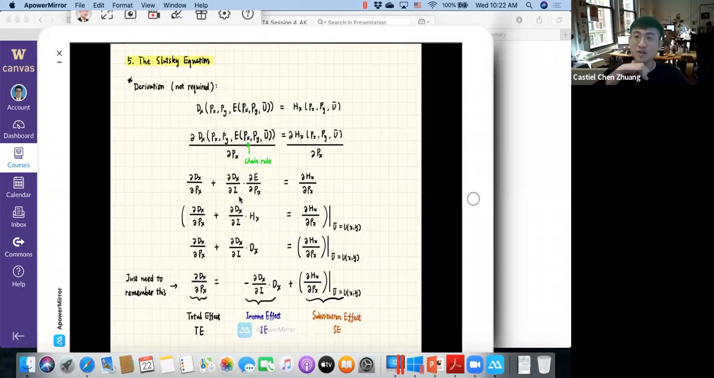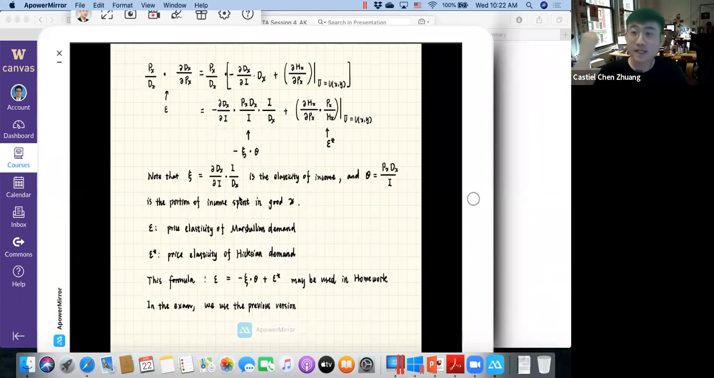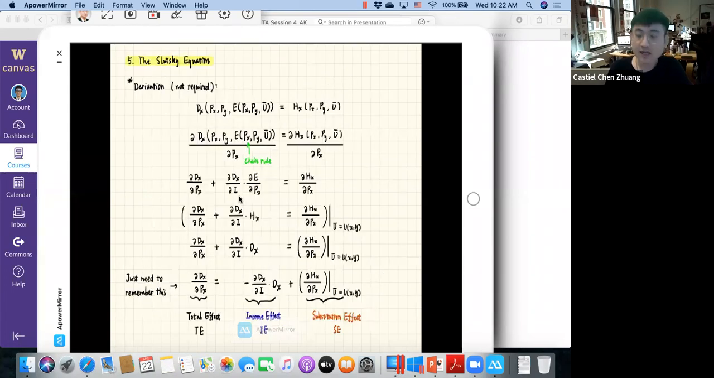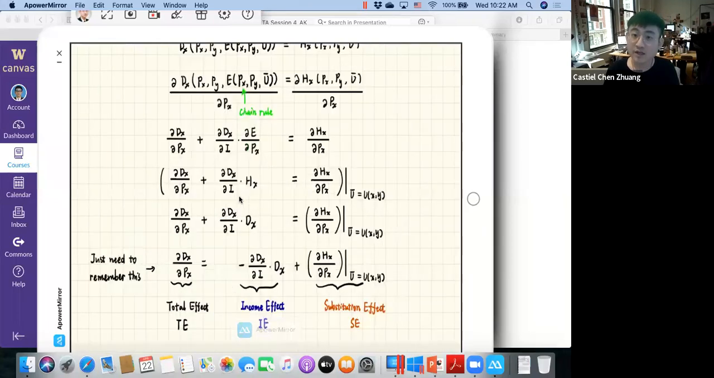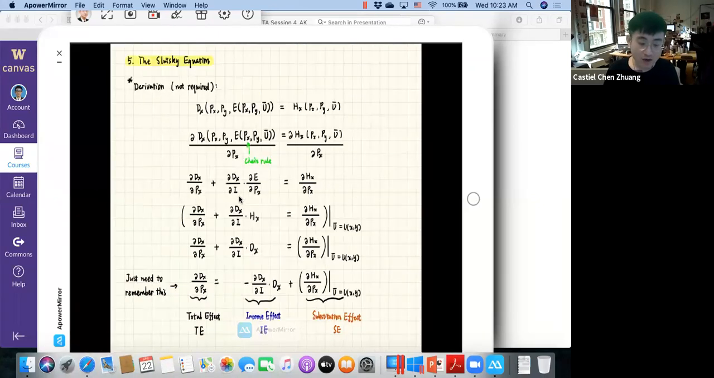All right. Here we also have the Slutsky equation in terms of elasticities, but again, this is not required, so I will leave it as a reading for you. I will upload this TA appendix for you to read. Hopefully I provide enough steps for you. I think this equation may be used in the homework, but not in the exam. If you just want to do well in the exam, just remember this last equation here and know what each term is about, and that's all. You don't even need to know how to derive it.